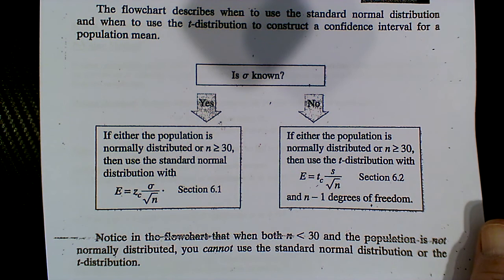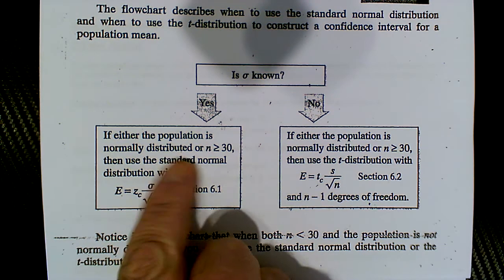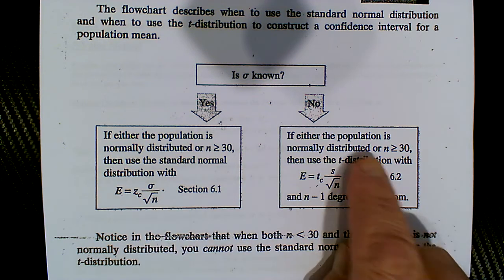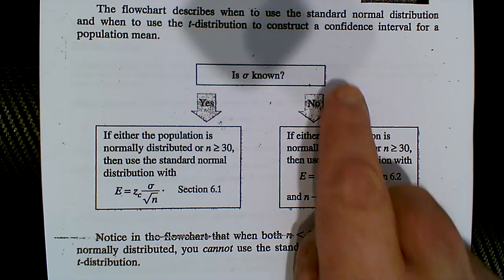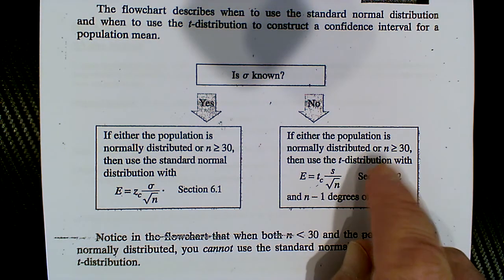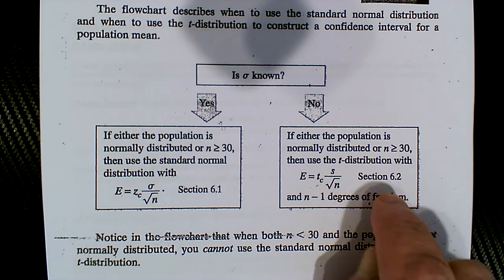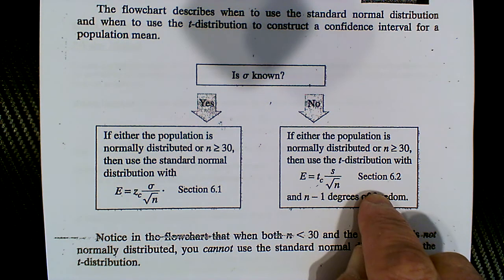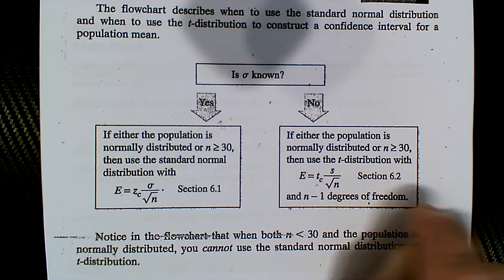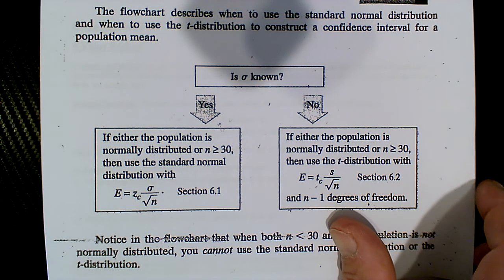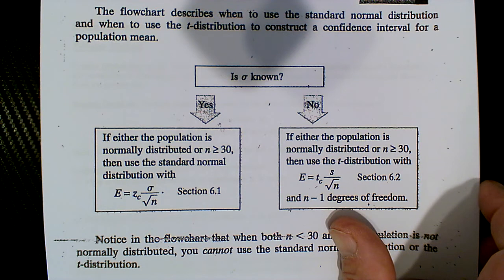And if you do, as long as the population is normally distributed or n is greater than or equal to 30, we use z. And if you don't know sigma, and as long as the population is normally distributed or n is greater than or equal to 30, we're going to use t. And because we don't know sigma, we use s in place of sigma in the formula. And so that's how to determine if we use z or t.